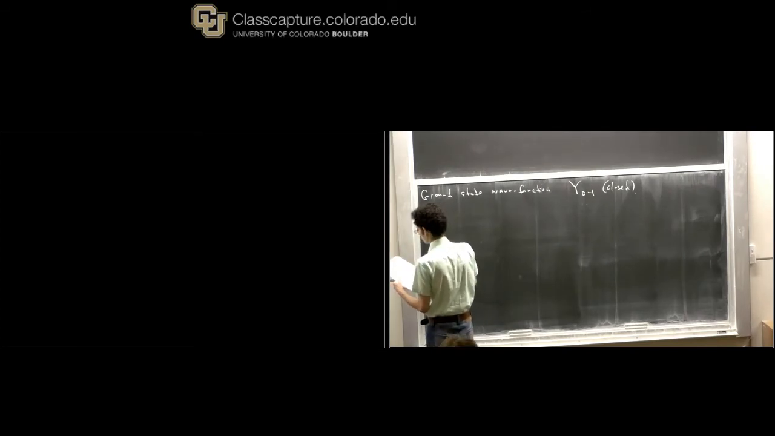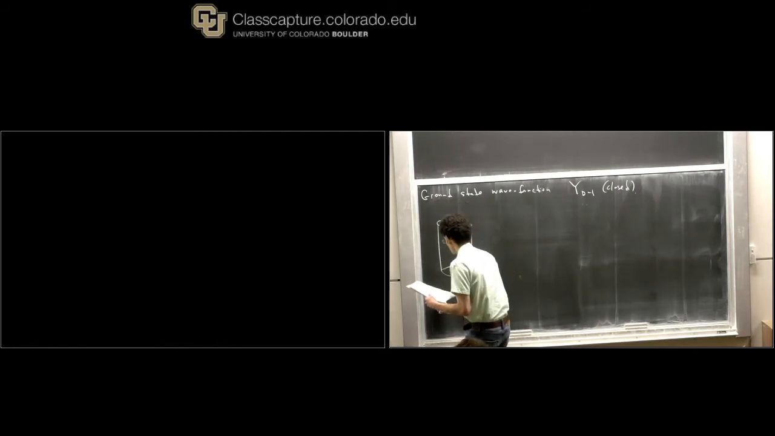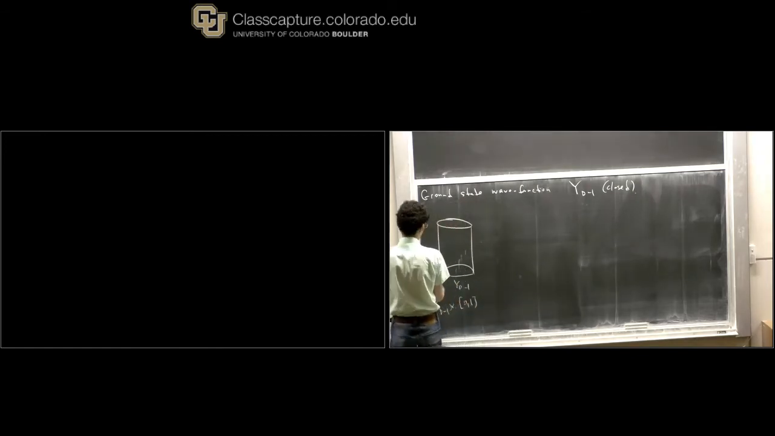Remember, Tom taught us that if you look at a cylinder, Y_{d-1} cross interval, where this is our Y_{d-1}, maybe a circle, and we have time going this way.